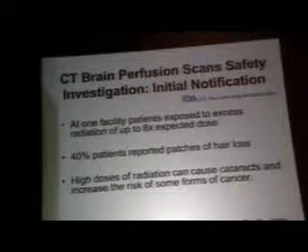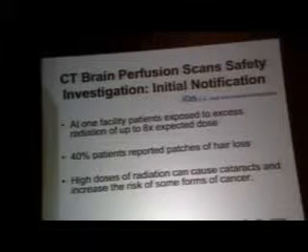Section scans can provide whole brain coverage. The other disadvantage of CTP is the radiation exposure. As you've heard, the FDA released a notification whereby they found that at one facility in the state, patients were exposed to excess radiation, up to 8 times the expected dose of a CT perfusion brain scan. And 40% of these patients reported hair loss. High doses of radiation can cause cataracts and increased risk of some forms of cancer.